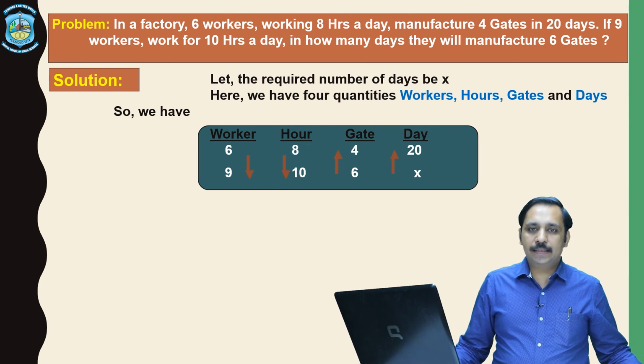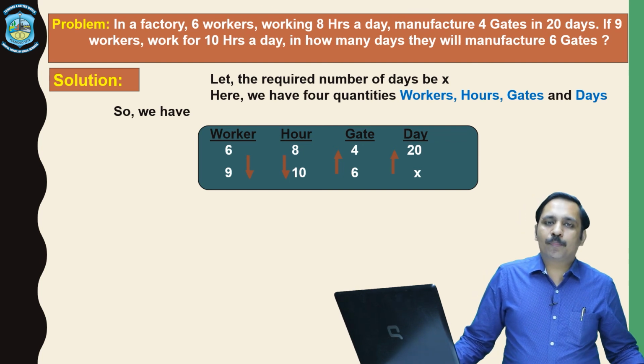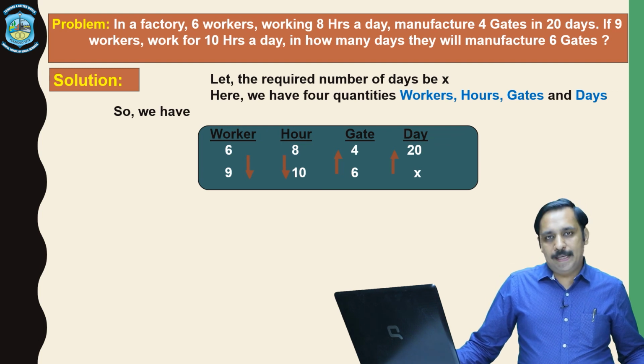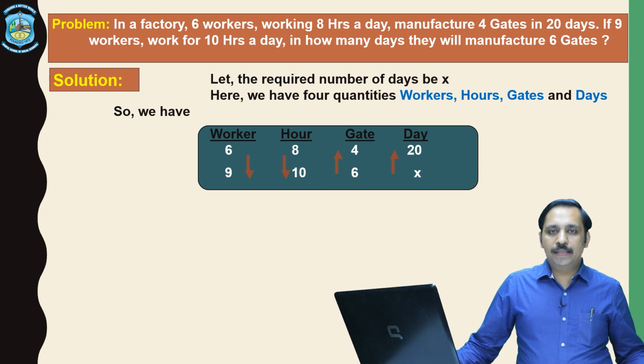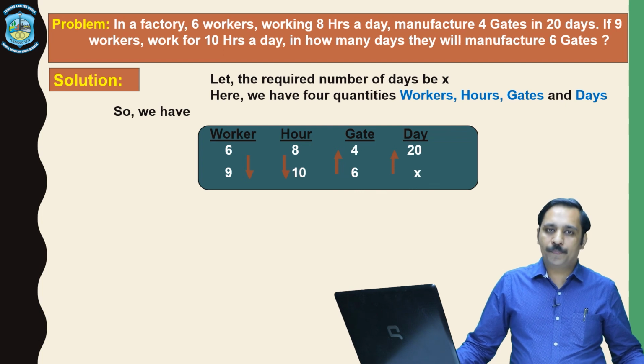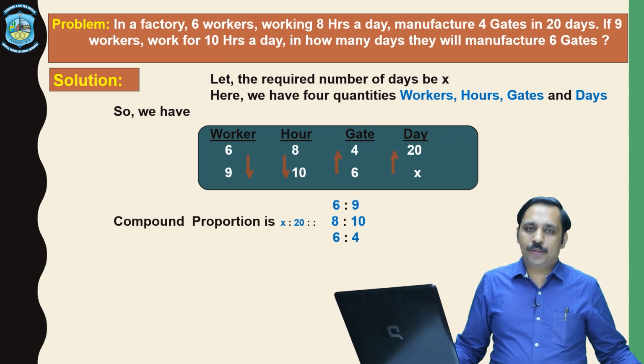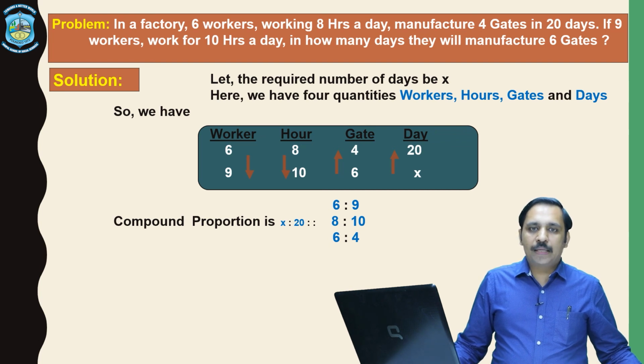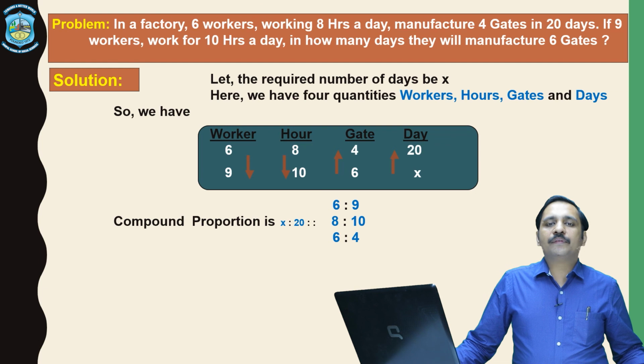Similarly with the case of gates, if you work for more days, you manufacture more gates. If you work for fewer days, you manufacture fewer gates. That means it is a case of direct proportion. So in direct proportion, the direction of the arrow should be the same as that of the days. That means it should be from bottom to top. Now we write this in terms of proportion. First the unknown quantity, that is x is to 20, then all the known quantities. We have 6 is to 9, 8 is to 10 and 6 is to 4.